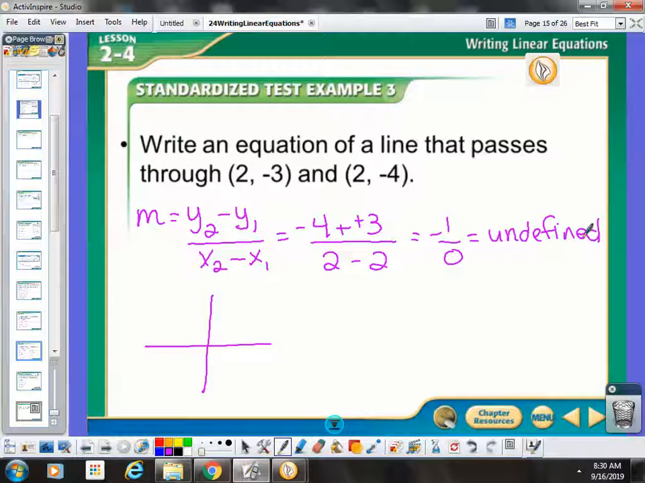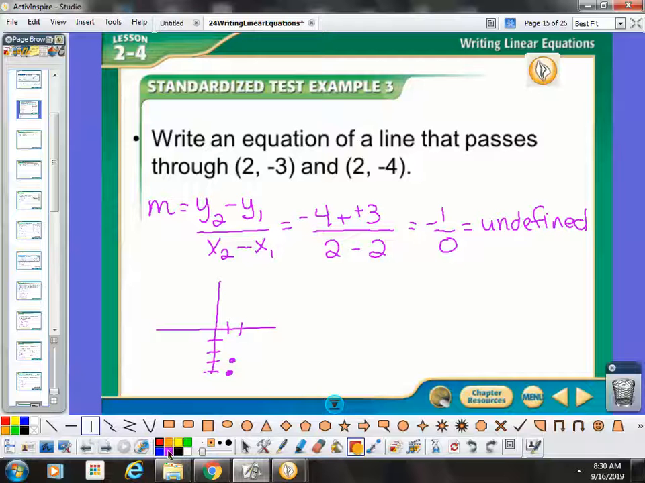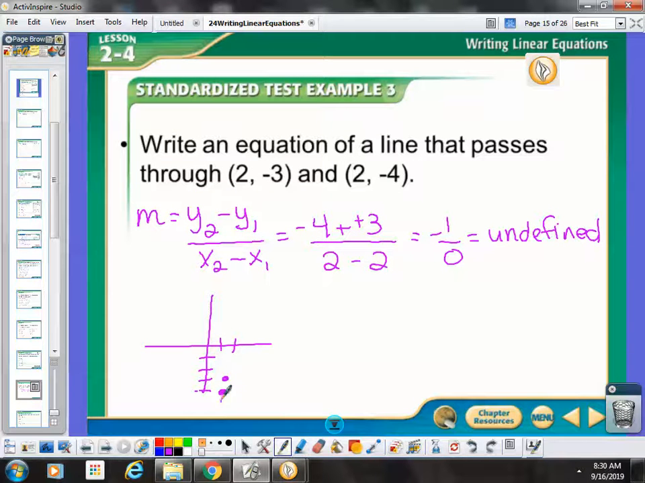If I was to plot these points, 2, negative 3, and 2, negative 4. Very good. Try that again. My line went off. It's going to be a vertical line at x equals 2, right? What would the equation of that line be? x equals 2. That's it. That's all we can do.